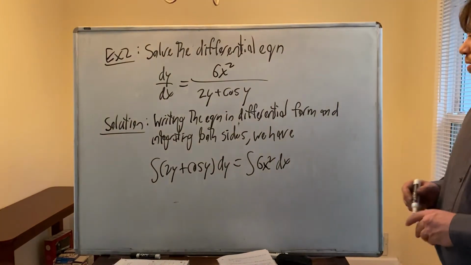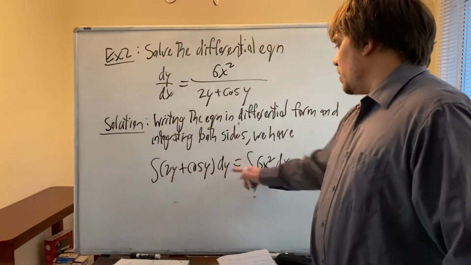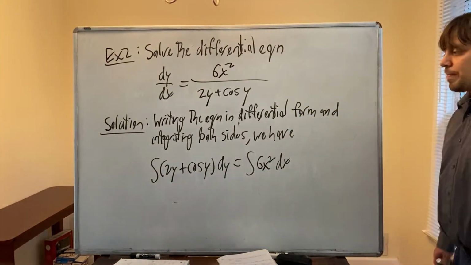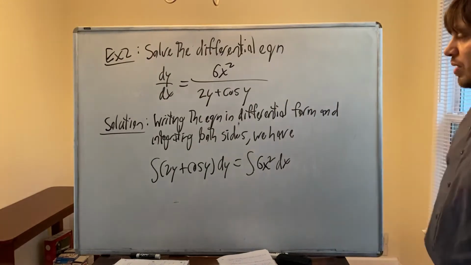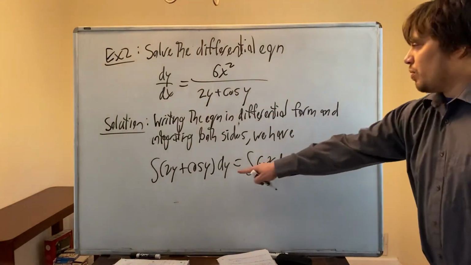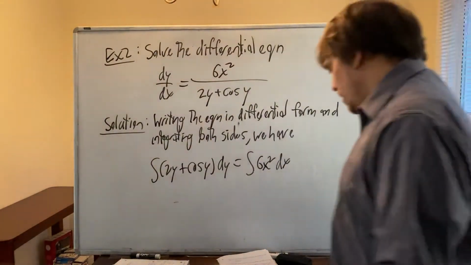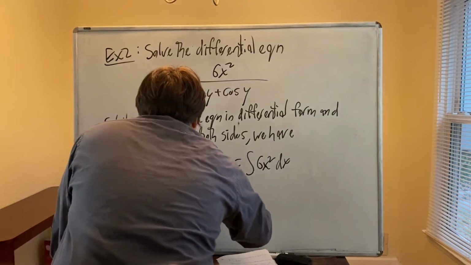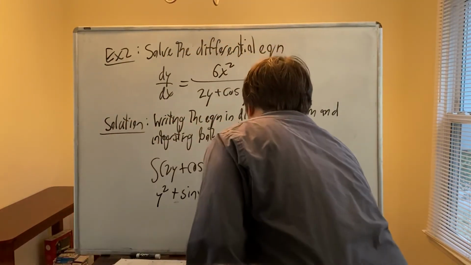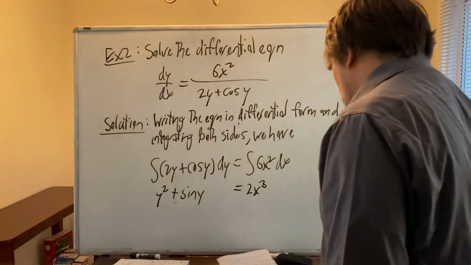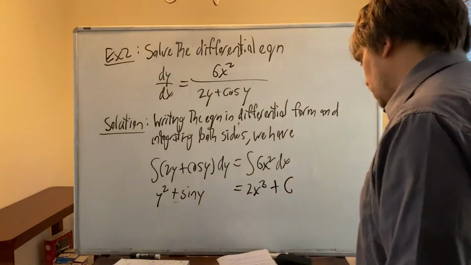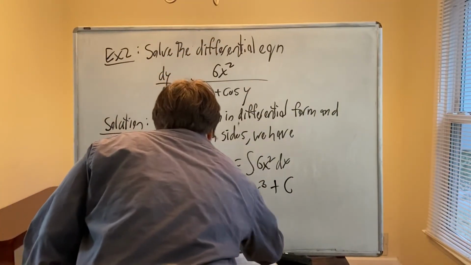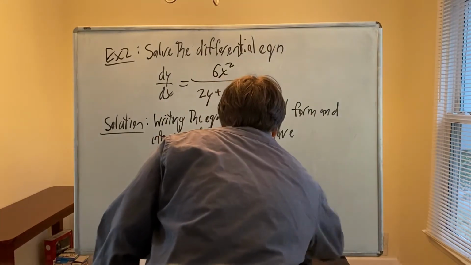Writing the equation in differential form would be saying 2y plus cosine y dy is equal to 6x squared dx, and then integrating both sides. Now let's take the antiderivative of both sides. We get y squared plus sine y is equal to 2x cubed plus c, where c is a constant. And that's the answer.